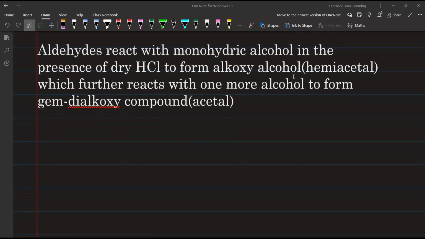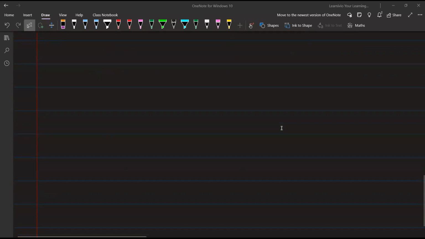When they react with monohydric alcohol, monohydric means an alcohol with one hydroxy group, they form alkoxy alcohol which further reacts and it forms dialkoxy compound which is acetal basically. Now it can also react with dihydric, an alcohol which is having two OH groups.